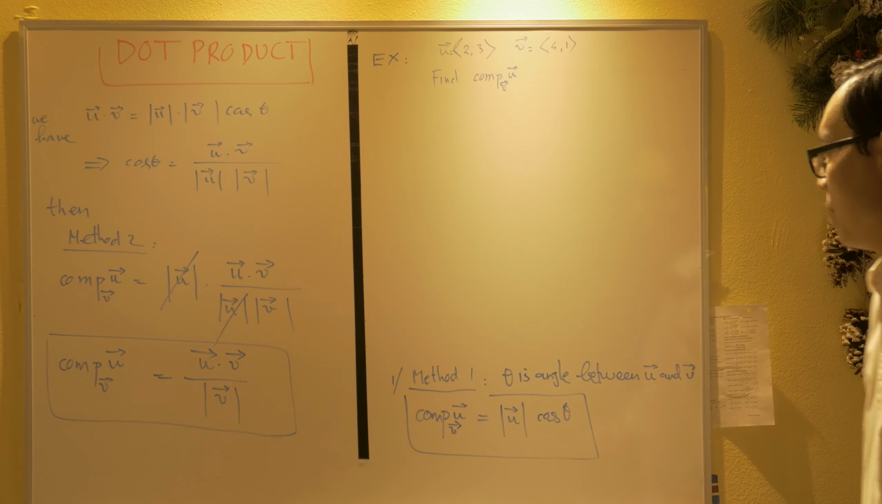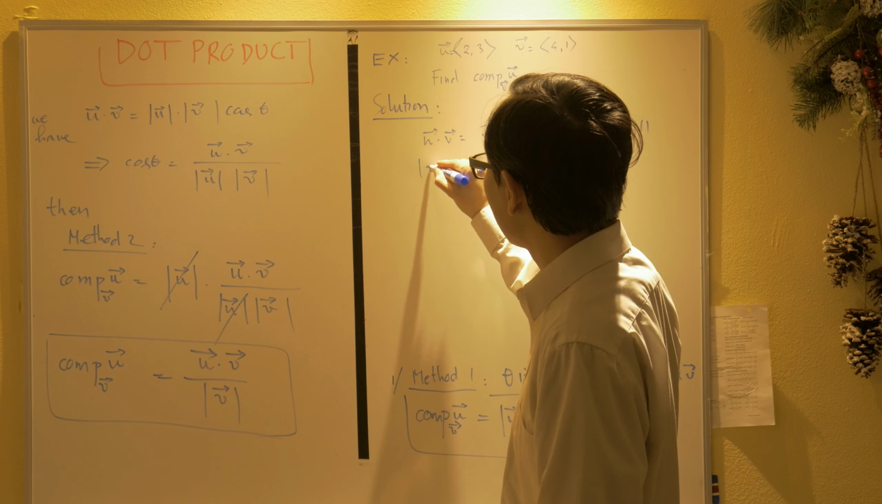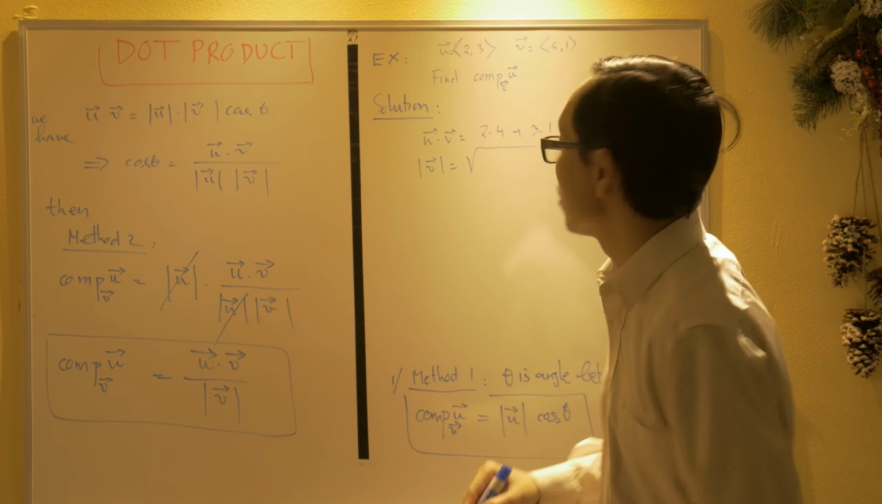Then you find the magnitude of v, using the Pythagorean theorem: 4 squared, 16, plus 1 squared, equals 17. Then you can find the scalar component easily. The comp of u on v is equal to u dot v, 11, over the square root of 17. And that's it. Very easy.